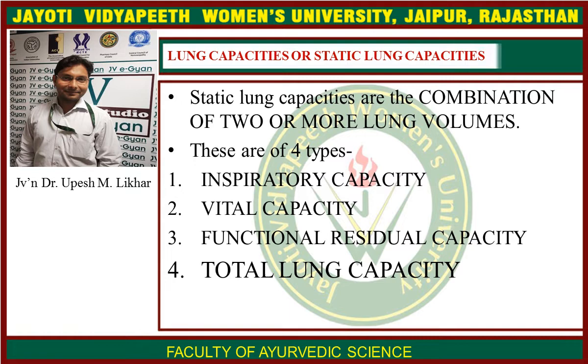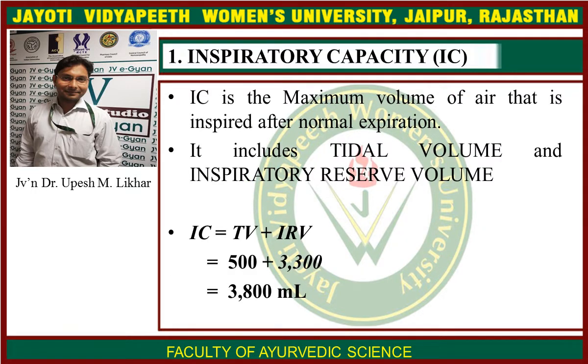Now we will study lung capacities or static lung capacity. Static lung capacities are the combination of two or more lung volumes. These are of four types: inspiratory capacity, vital capacity, functional residual capacity, and total lung capacity. First, inspiratory capacity. Inspiratory capacity is the maximum volume of air that is inspired after normal expiration. It includes tidal volume and inspiratory reserve volume. It is about 3800 ml.